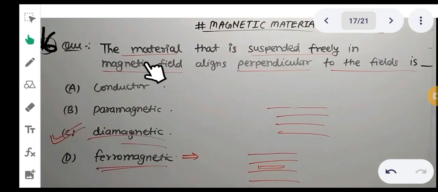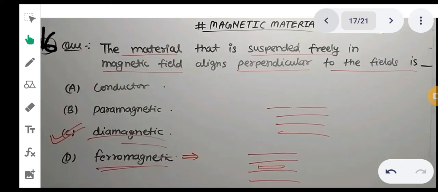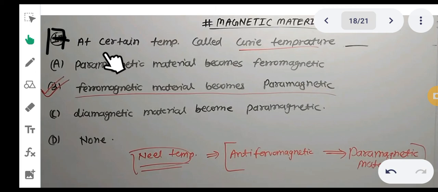Okay, the material that is suspended freely in the magnetic field and lines perpendicular to the field is, so the answer is diamagnetic materials. For diamagnetic materials, they always have their magnetic field lines perpendicular to the field, and they are freely suspended. Okay, so let's see, question 17.